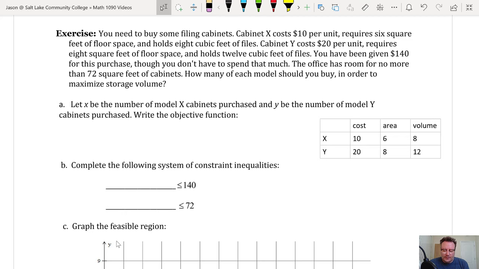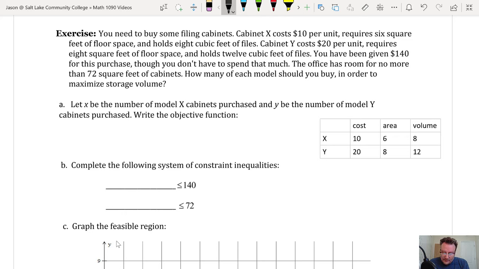Okay, so what I've done here is extracted the information in the description into a table, so it's a little easier to think about. Cabinet X costs $10 per unit. It requires six square feet of area or floor space, and it will hold 8 cubic feet of files. And then model Y here is more expensive. It costs $20 per unit. It requires a little more square footage, 8 square feet, but it holds 12 cubic feet of files.